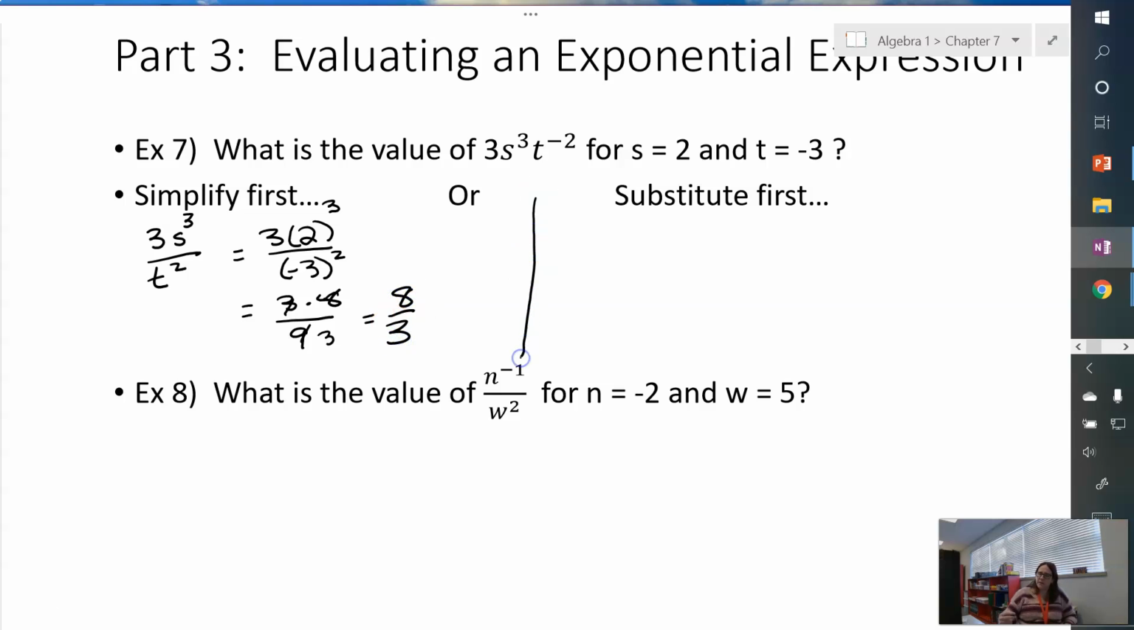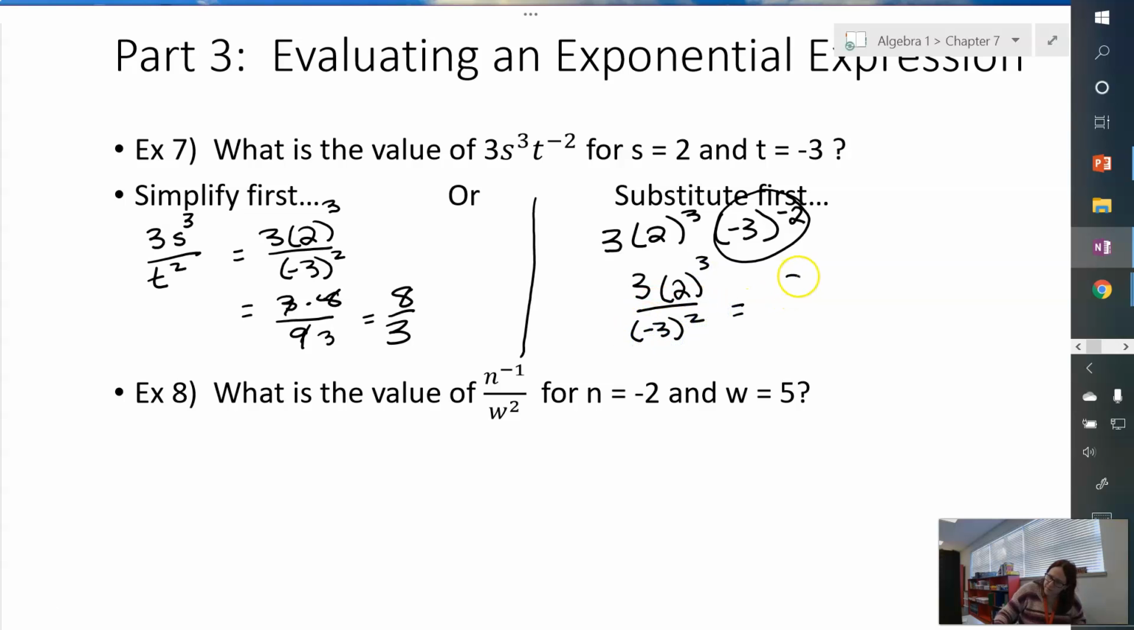The other option is to substitute first. So let's try that. I have 3s cubed times t, which is negative 3, to the negative 2. Now that has a negative exponent. I have to move it downstairs. So 3 times 2 cubed over negative 3 squared. I get 3 times 8 over positive 9. Cancel, cancel. And I get 8 over 3.